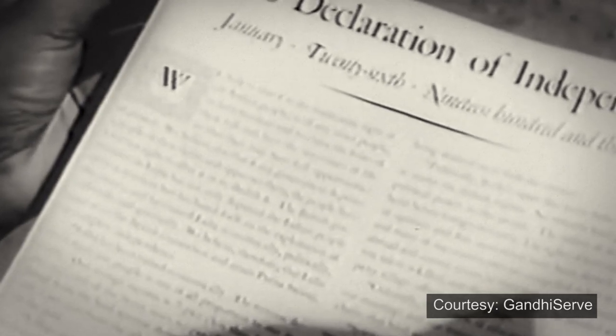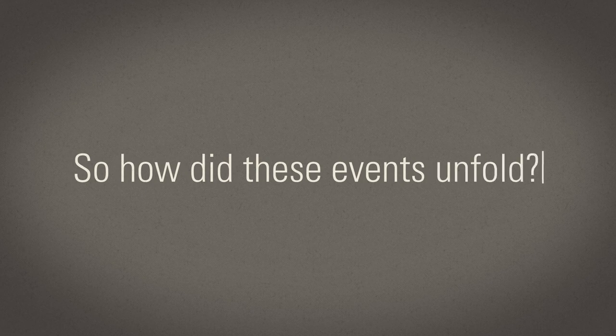By the end of the 1920s, there was no ambiguity. Purna Swaraj, or complete freedom, was all that mattered. A new national flag was unfurled in December 1929, and 26 January 1930 was declared India's Independence Day. So how did these events unfold?